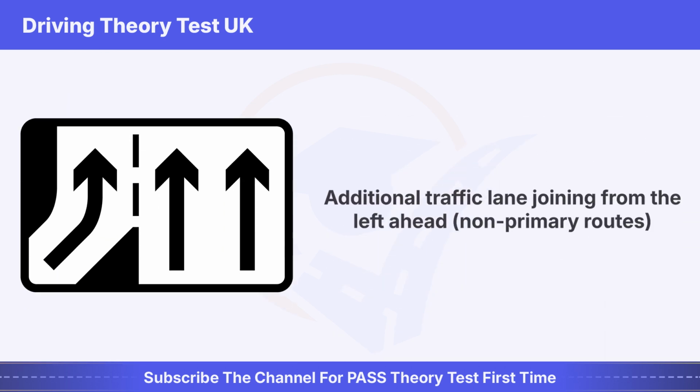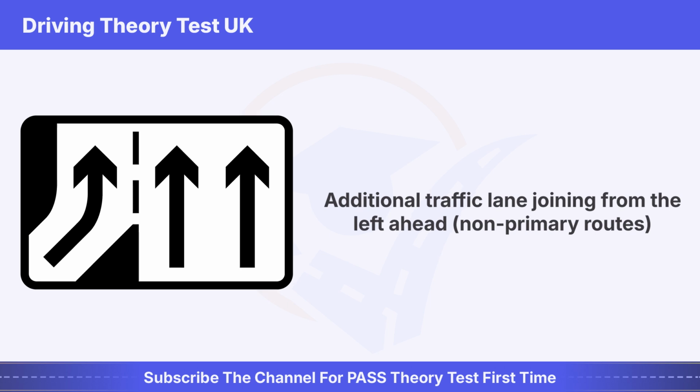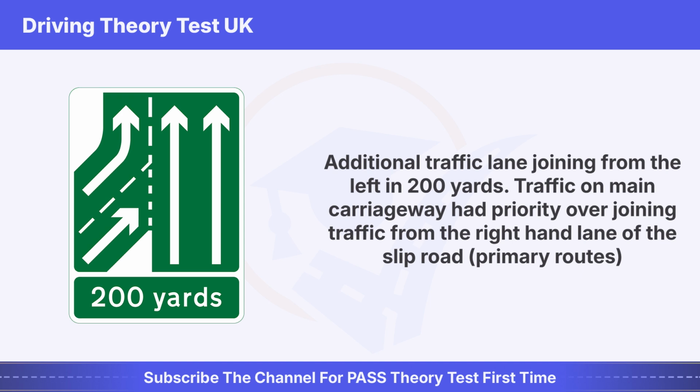Additional traffic lane joining from the left ahead, non-primary routes. Additional traffic lane joining from the left in 200 yards. Traffic on main carriageway has priority over joining traffic from the right-hand lane of the slip road, primary routes.